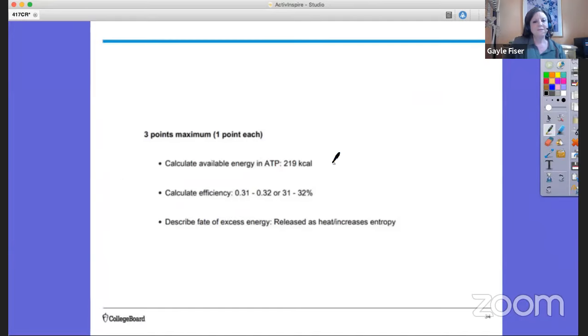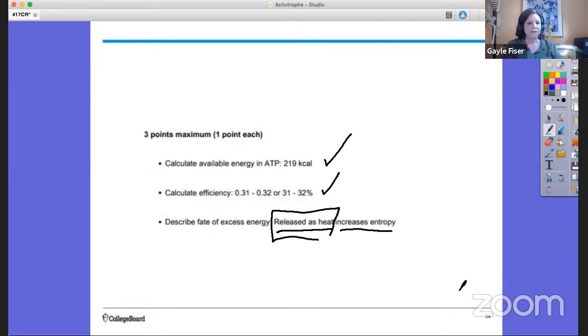Okay, so did we say 219? Yes, we did. 32%? Yes. And did you jot down released as heat? You could have said increases entropy, but this would probably have been my go-to if I was answering that question.